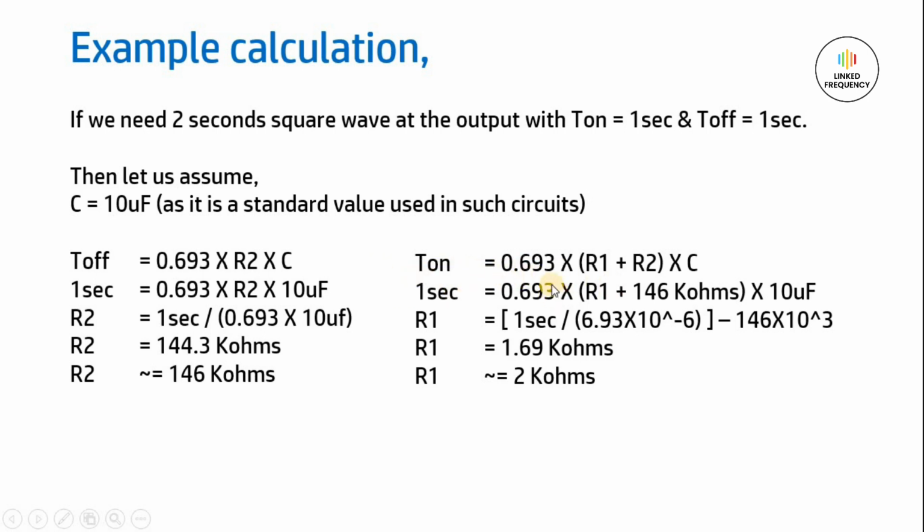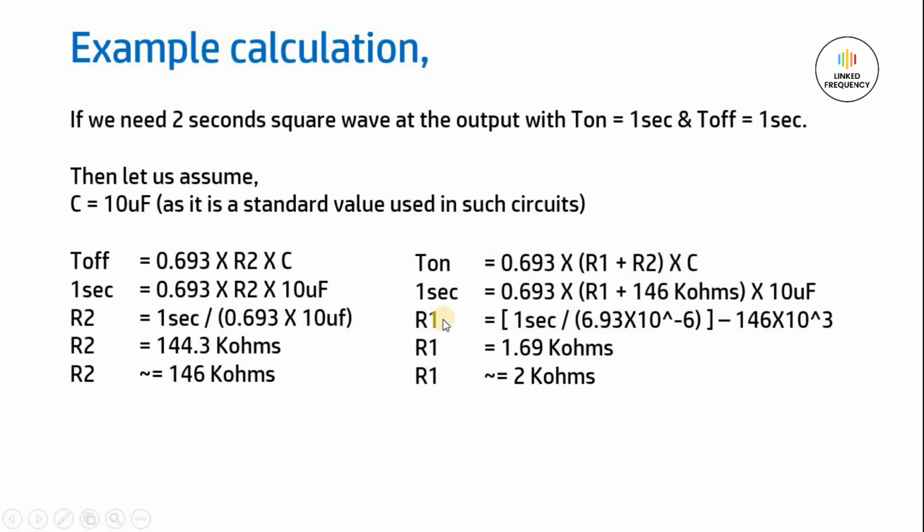So T on is equal to 0.693 into (R1 plus R2) into C, right? So here we'll fill in all the information and we have R2 here. 1 divided by 0.693 into 10 microfarad goes on one side and that entire thing will be deducted from 146 kilo ohm by transferring from the right side to the left side.